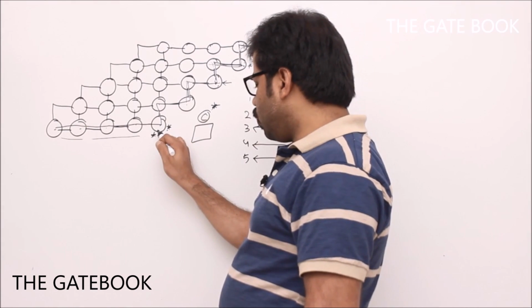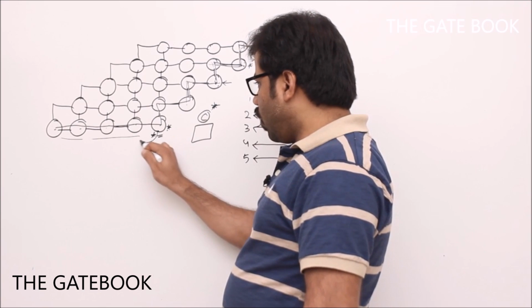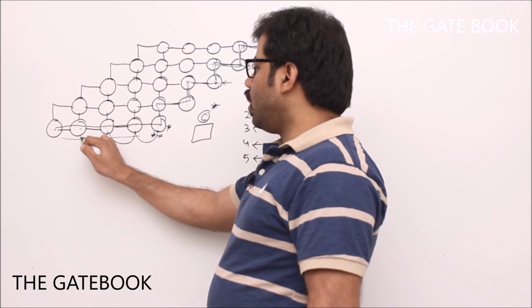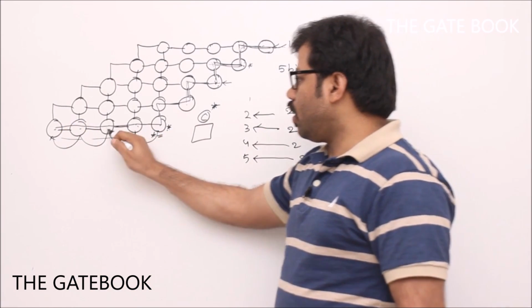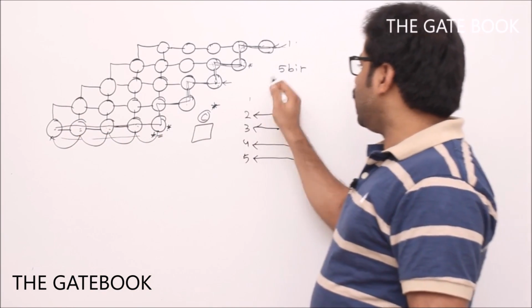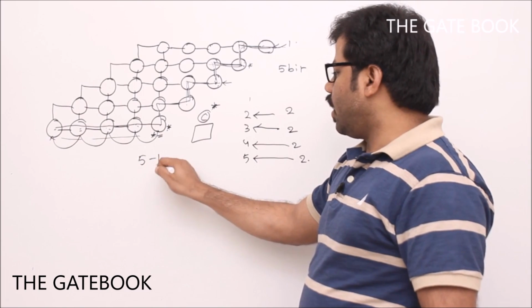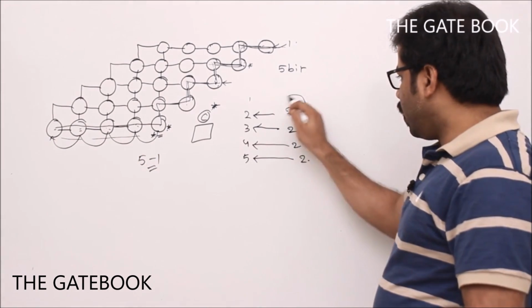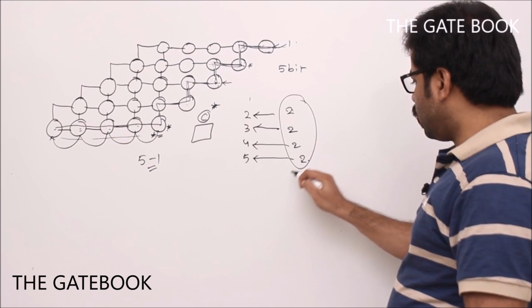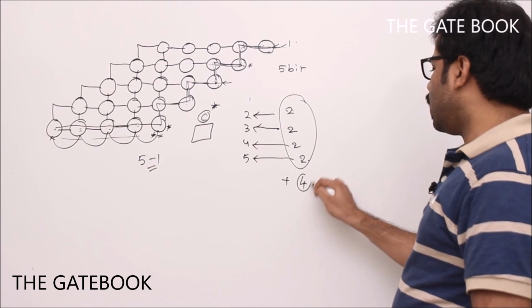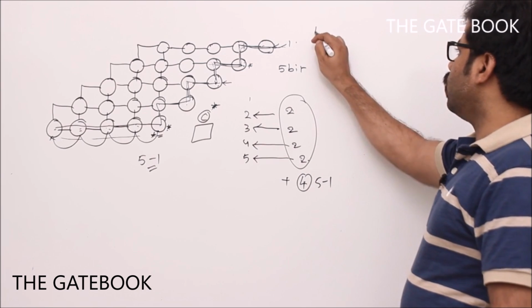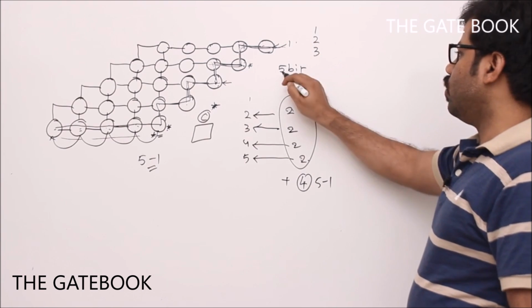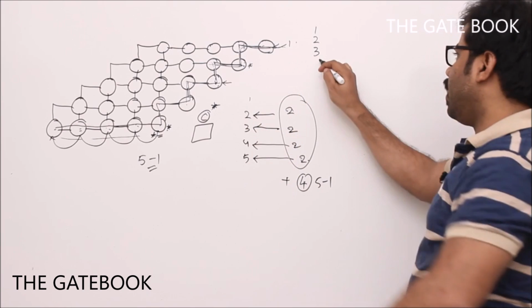Then once you are here, 1, 2, 3, 4: 4 boxes we have to cross. That 4 represents 5 minus 1, correct? So now let's generalize it. Here we have 2 plus 2 plus 2 plus 2 plus one more 4, which is nothing but 5 minus 1.